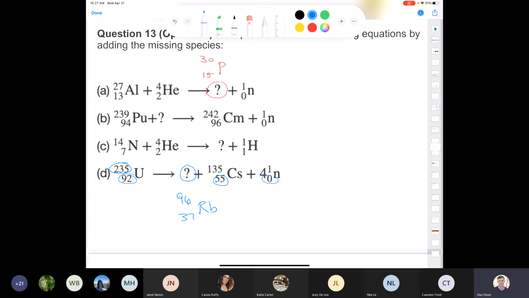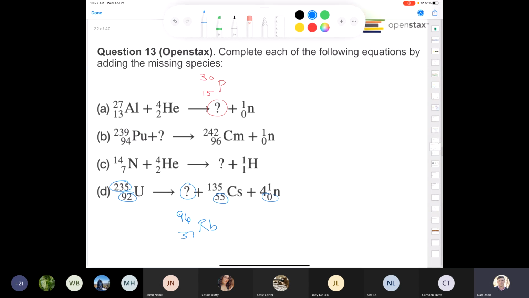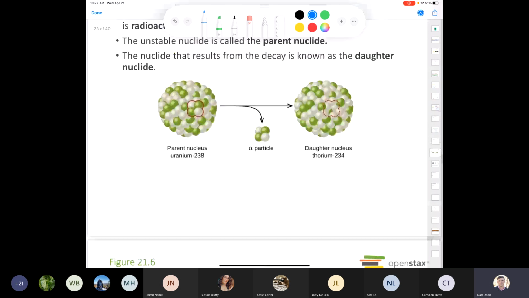Something that everybody can do. Students usually nail these questions. Okay, it's very rare that I ask a question about balancing nuclear equations and people botch them. They're usually pretty well done by my students.